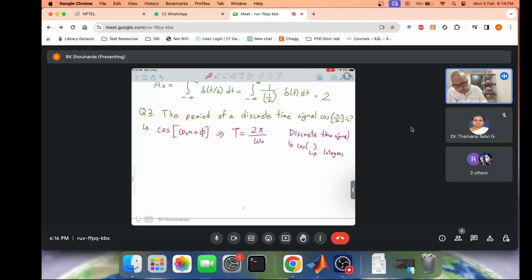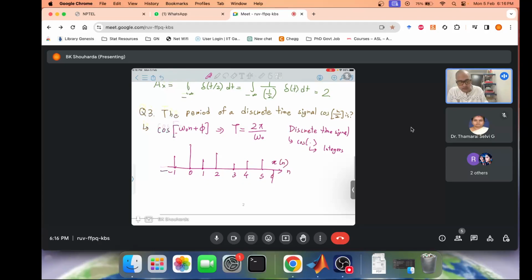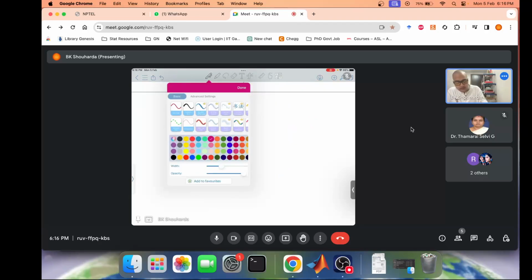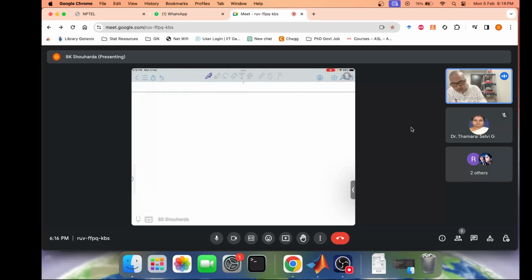And why is that so? Because discrete time signals assume values only at indices like -1, 0, 1. So a typical discrete time signal may look like this. And how do they originate? They may originate from continuous time signals.